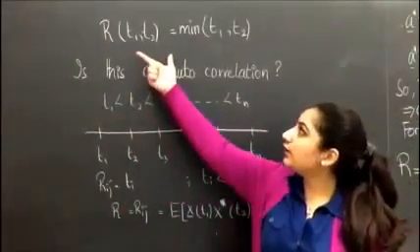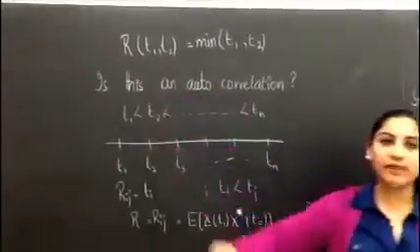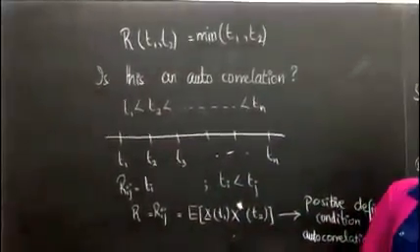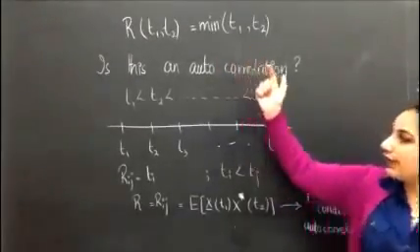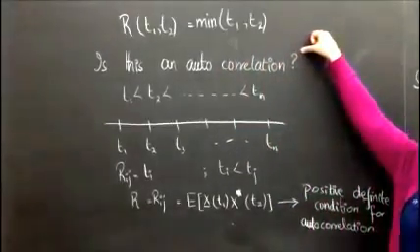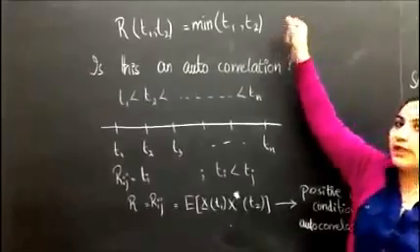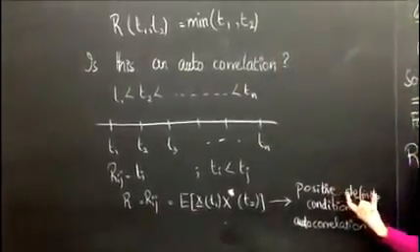For a given function in terms of T1 and T2, we have to find whether this function is an autocorrelation function or not. The given function is min of T1 and T2. To find out whether it's an autocorrelation function or not, we'll have to prove whether it is positive definite or not.